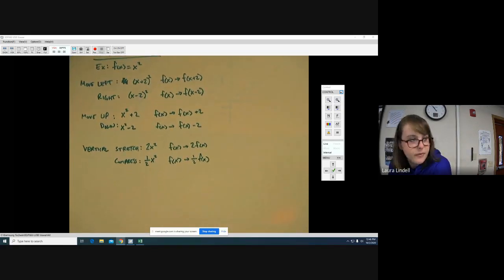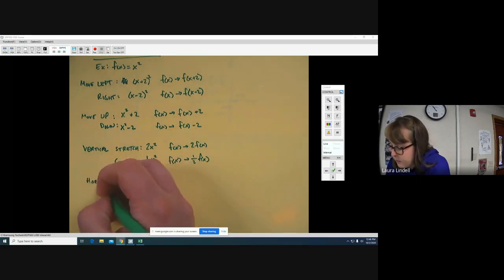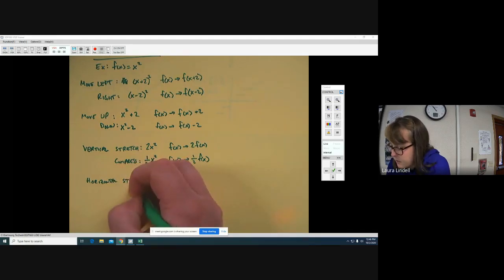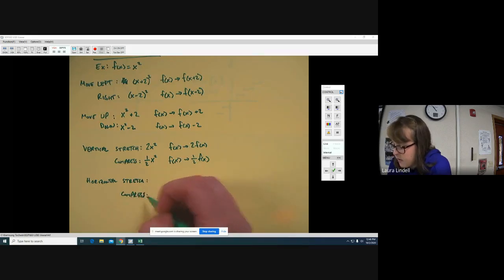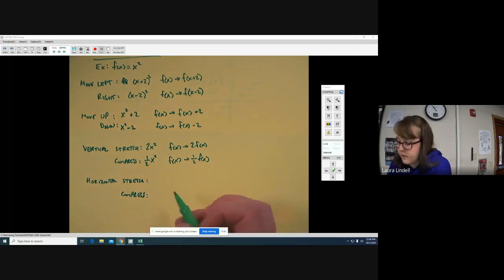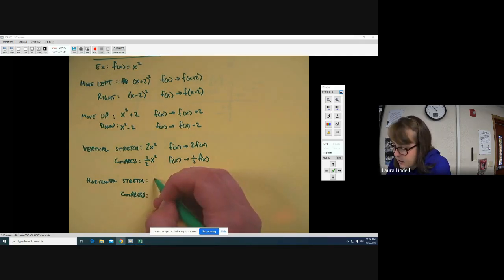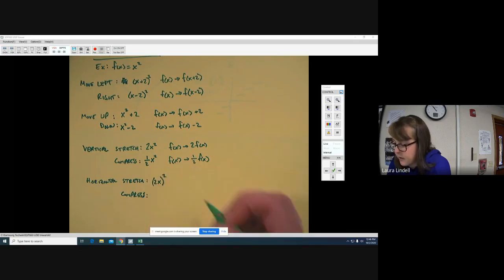For horizontal, it's kind of the opposite of what you would think, just like it was up here, and it has to be in the parentheses with the x. So horizontal, stretch, and compress. So if I was going to horizontally stretch this, maybe I would put a 2 inside with the x and then square it.